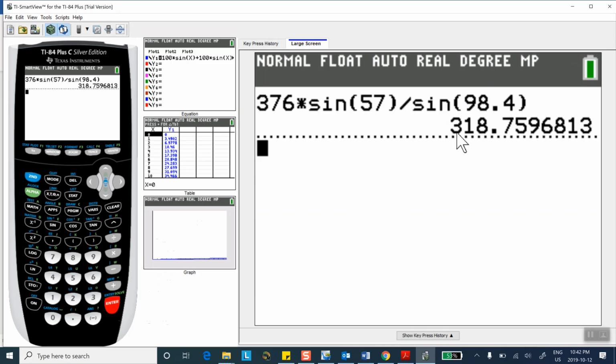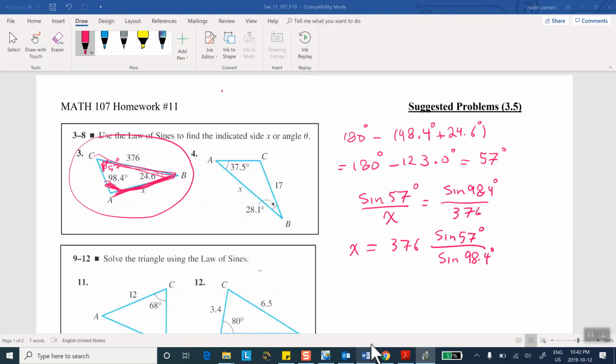So that edge is 318.76 if I round it to two decimals. Whatever the units are. So that's what this edge is.